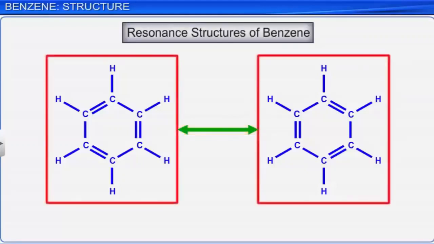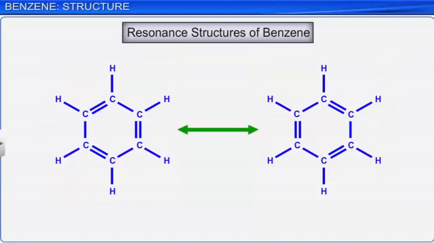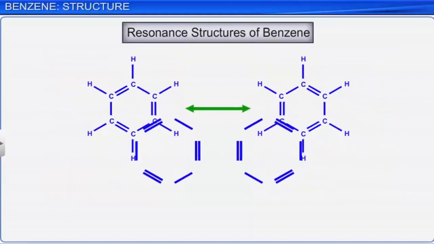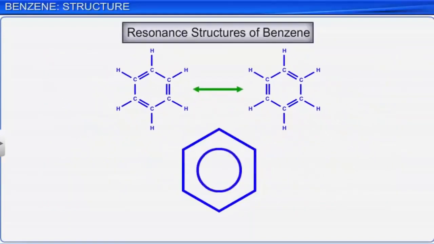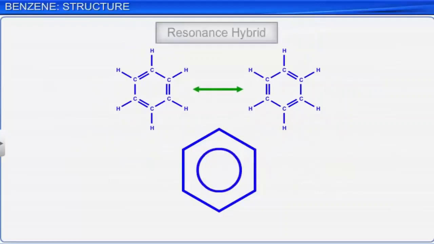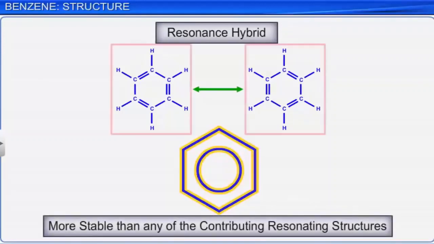These are the resonance structures or canonical structures of benzene. The actual structure of benzene is a hybrid of these two resonance structures. It is called a resonance hybrid. This resonance hybrid is more stable than any of the contributing resonating structures.